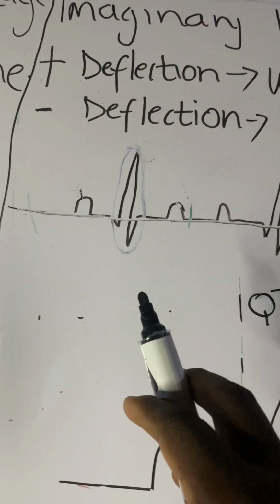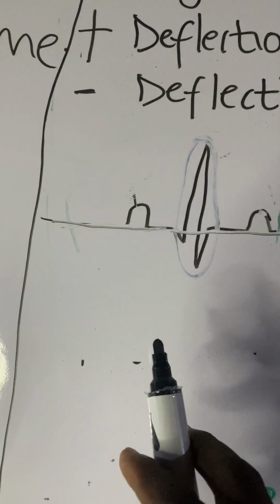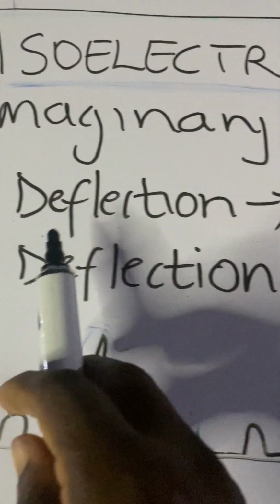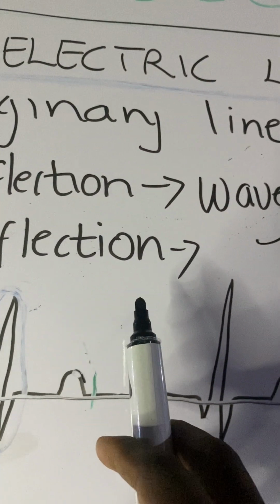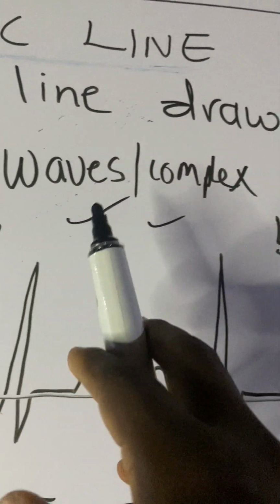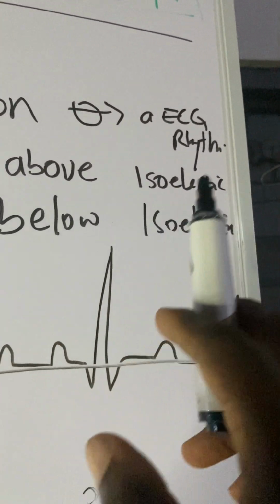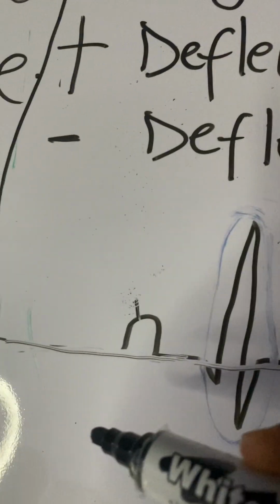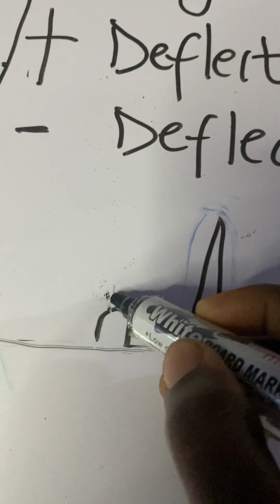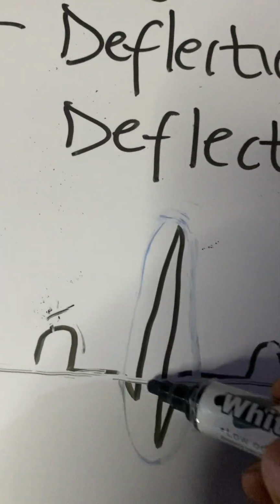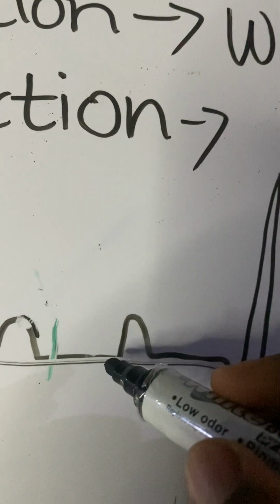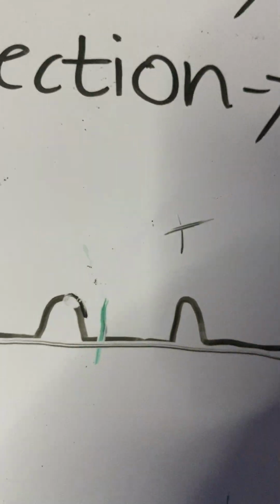Now, the isoelectric line is important because that is the reference point of your deflections. So we have positive deflections and negative deflections. Now, a positive deflection are the deflections or waves or complexes that are above the isoelectric line. Okay, so something like this is a positive deflection. Something like this is also positive. Okay, something like this is also positive.